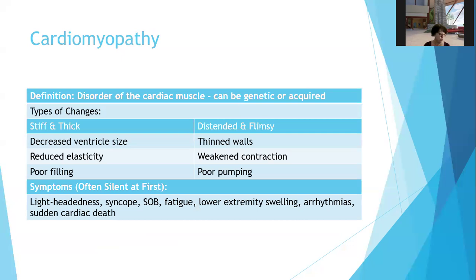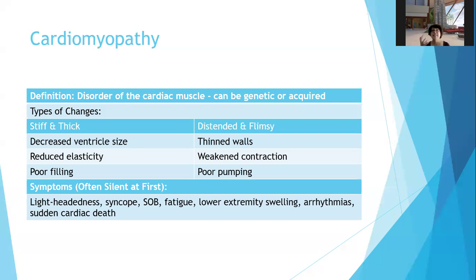Cardiomyopathy is any disorder of the cardiac muscle, whether it's genetic or acquired. So lots of different causes. The cardiac muscle can be stiff and thick or distended and flimsy. Flimsy, I think, is a funny word. If it's stiff and thick, you have decreased ventricle size, so you're going to have less cardiac output.